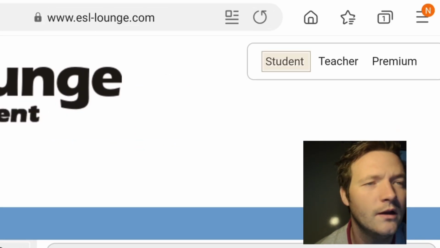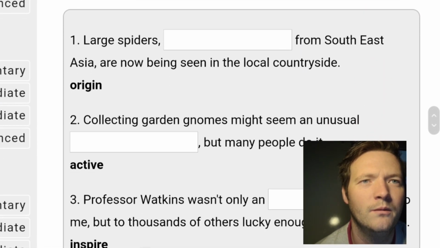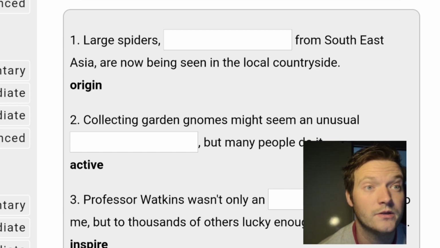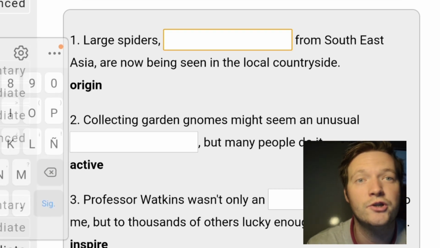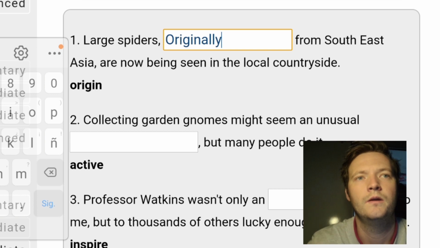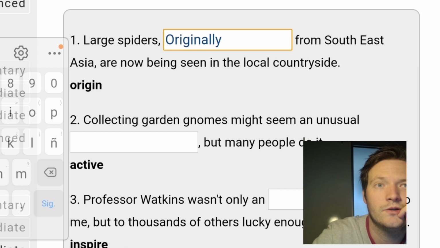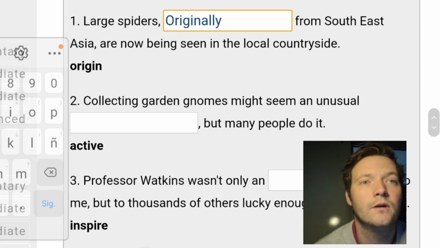So we've done 16 now. Only another 90-something to go. Okay, number 1. Large spiders originally from Southeast Asia are now being seen in the local countryside. So I think this would be the adverb originally. They're from Southeast Asia originally. Yeah, no problems there.